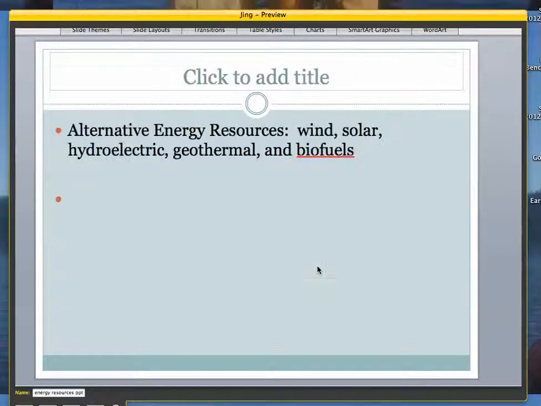We also discussed alternative energy resources when we were doing our research. These 5 energy resources on this slide can be used as an alternative resource to the others. They are wind, solar, hydroelectric, geothermal, and biofuels. Hydroelectric meaning hydropower.